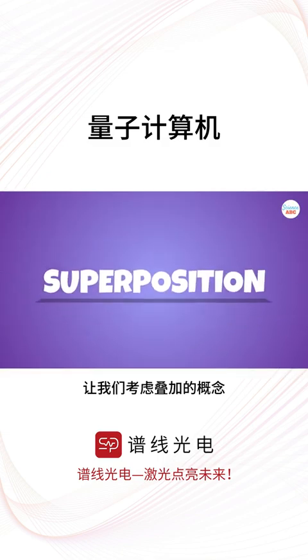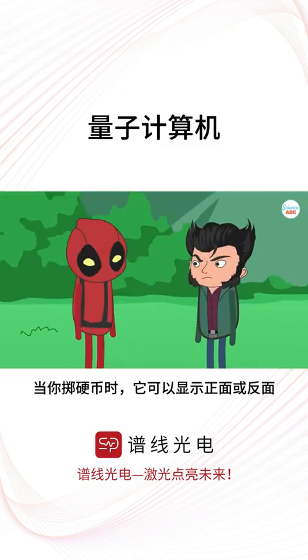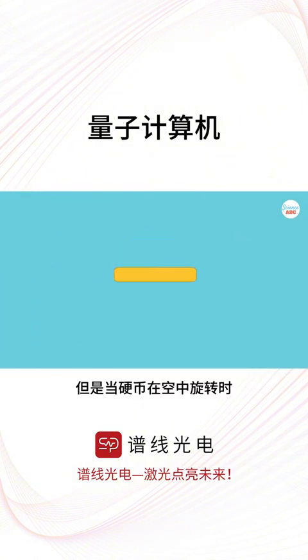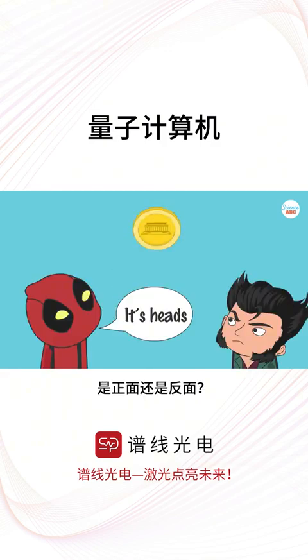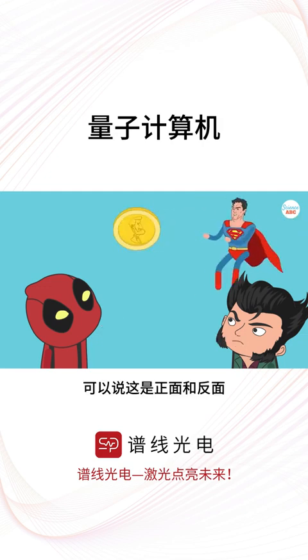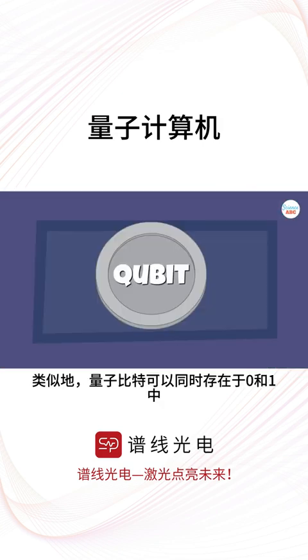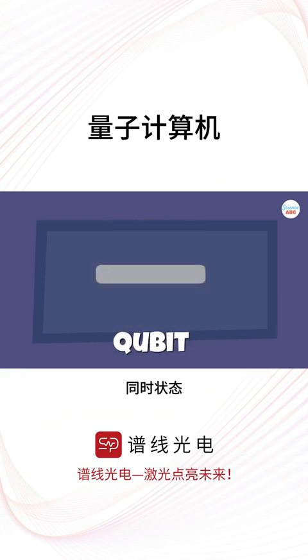Let's consider the concept of superposition using an everyday example. When you flip a coin, it can show either heads or tails. But when the coin is spinning in the air, what state would you say the coin is in? Is it heads or is it tails? While it's spinning in the air, it could be argued that it's both heads and tails, correct? Similarly, a qubit can exist in both the 0 and 1 states simultaneously.